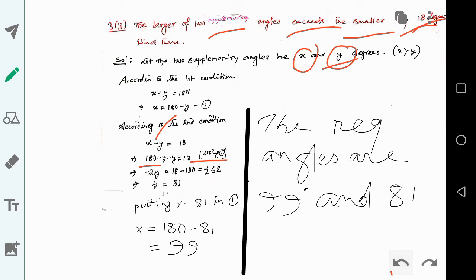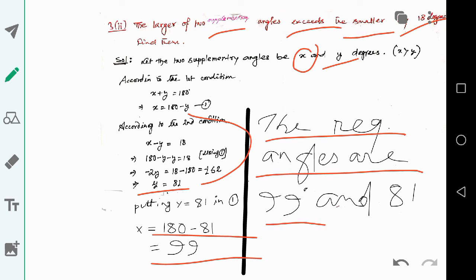If we divide both sides by minus 2, the minus signs cancel, then 2 eights are 16, and 2 ones are 2, so the value of y is equal to 81. Now put this value of y in equation number 1, then we get x is equal to 180 minus 81, that is 99. Therefore the required angles are 99 degrees and 81 degrees. These are the required supplementary angles.